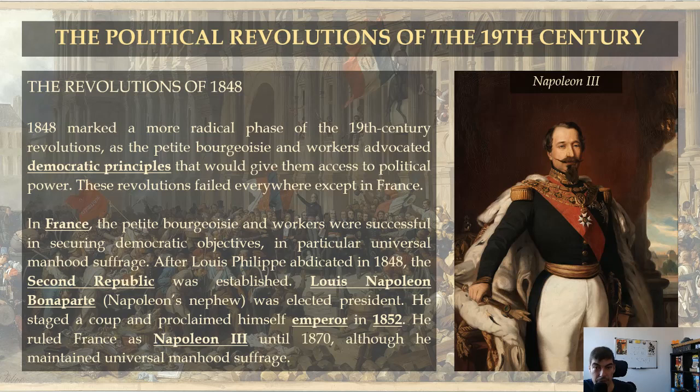After the abdication of Louis Philippe I, the Second Republic was proclaimed, and Louis Napoleon Bonaparte, the nephew of Napoleon Bonaparte, was elected its first president. But 4 years later he staged a coup and proclaimed himself emperor, and here the Second French Empire began. This was in the year 1852. He ruled as Napoleon III until 1870, when he was defeated in the Franco-Prussian War, which we will study when we see the unification of Germany.